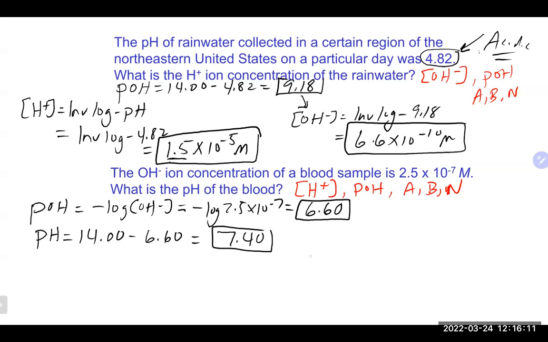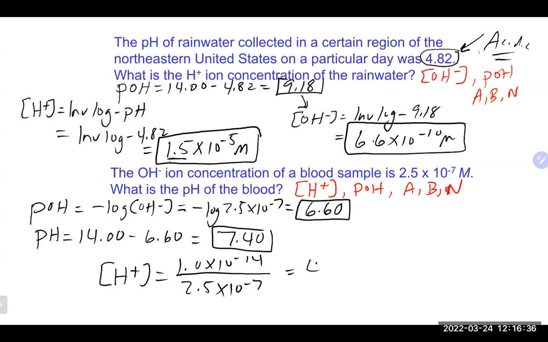And at this point, we need the H plus concentration. For old time's sake, I will use KW in this case. Why not? H plus is equal to 1 times 10 to the minus 14 divided by 2.5 times 10 to the minus 7. And that would get us, what was the last zero? It looks like 4, times 10 to the minus 8 molar in this case.